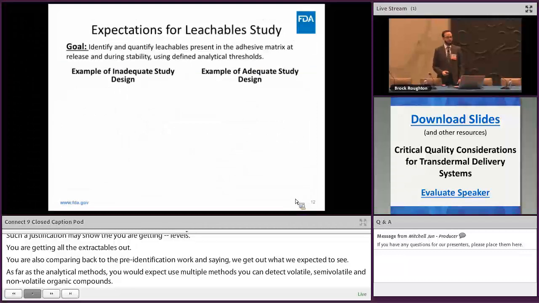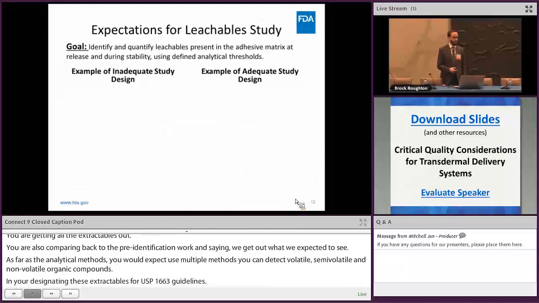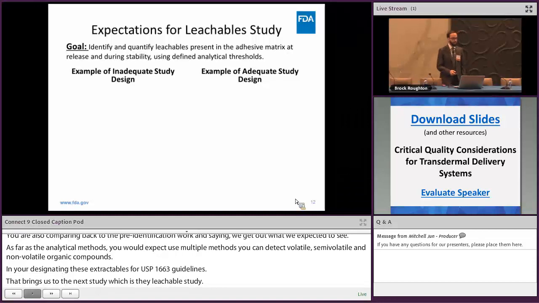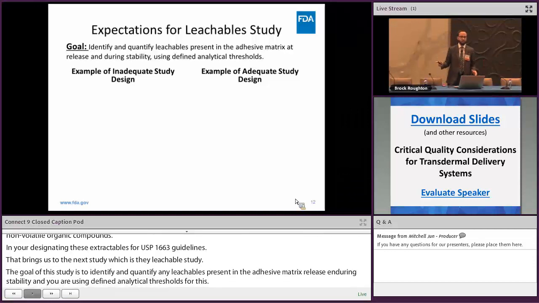The goal of this study is to identify and quantify any leachables present in the adhesive matrix at release and during stability, and you're using defined analytical thresholds for this. So I'm just going to compare and contrast some hypothetical inadequate leachable study with an adequate leachable study. These are just examples. They're not all encompassing, but I think you'll start to get the idea.